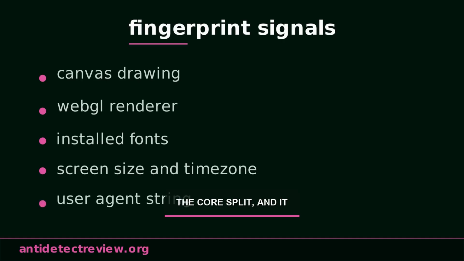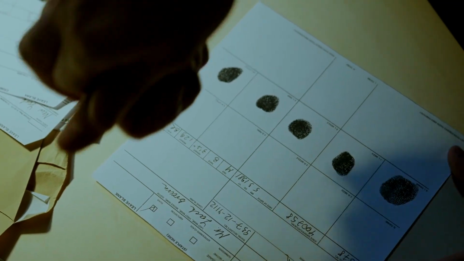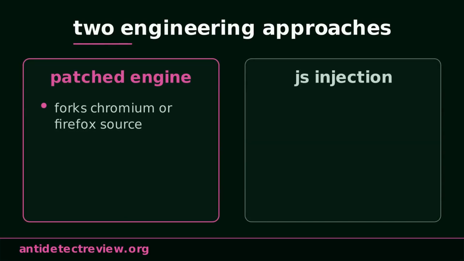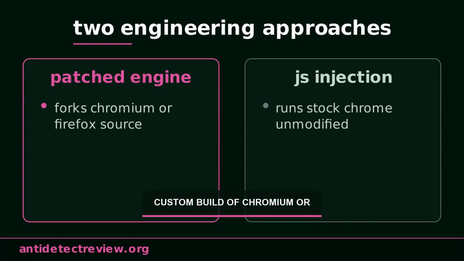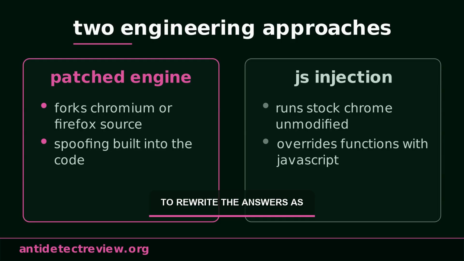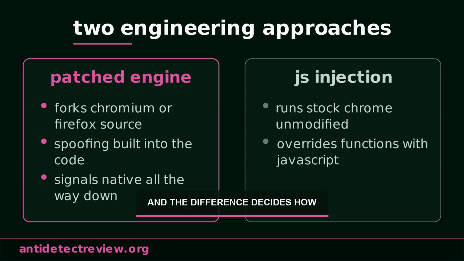Here is the core split, and it is the one idea to take from this whole video. There are only two engineering approaches to changing those signals, and every tool on the market is really one or the other underneath its branding. The first approach patches the browser itself, shipping a custom build of Chromium or Firefox with the spoofing baked into the source code. The second approach leaves stock Chrome completely alone and injects JavaScript on top to rewrite the answers as they are requested. Same goal, two utterly different mechanisms, and the difference decides how well the disguise actually holds.